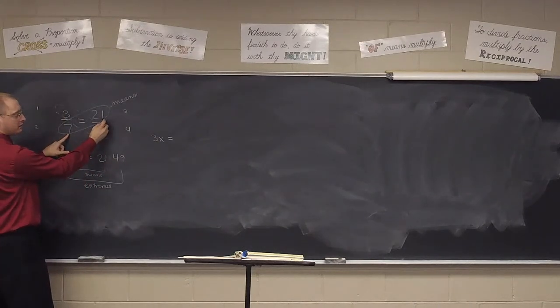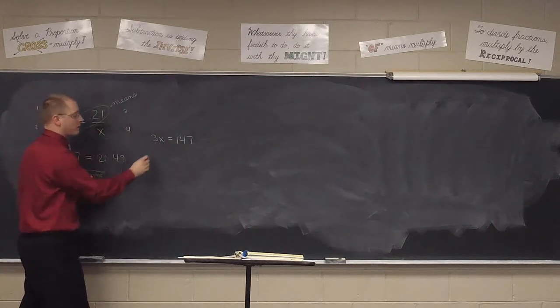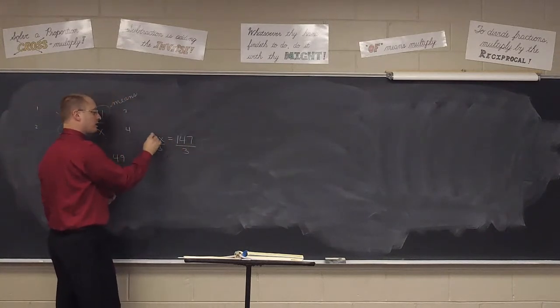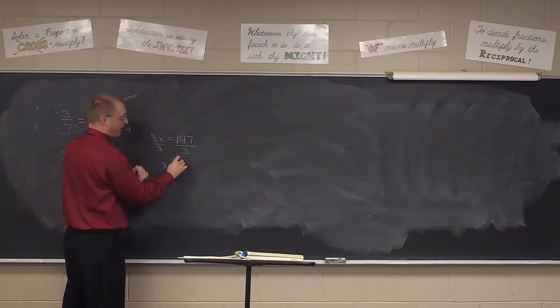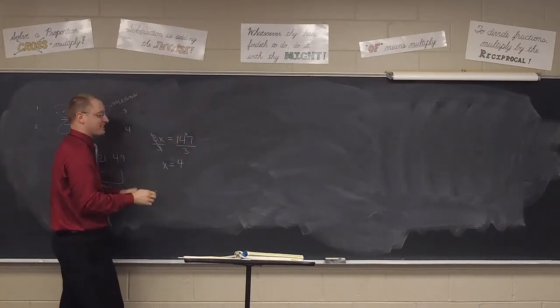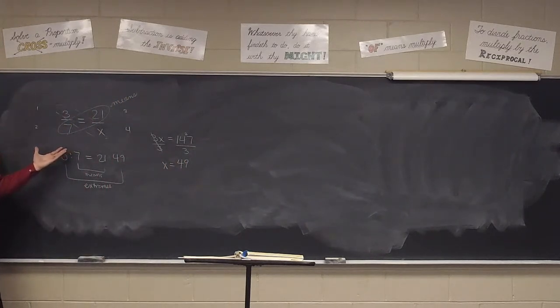7 times 1. And 7 times 2? 14. 14, so 147, right? And then we can divide both sides by 3. 3 goes into 14 almost 5. 4 times with 2 left over. 3 goes into 27, 9. Now, again, I think it's a lot easier to use the equal ratio method.